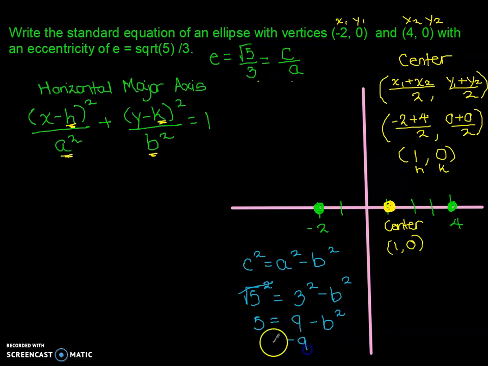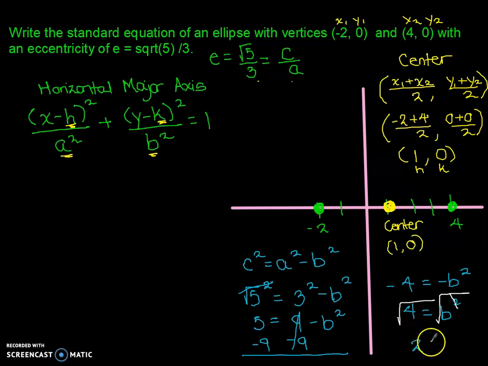So I'm going to subtract 9 on both sides. I'm also out of room, so I'm going to move up here. Negative 4 equals negative b squared. I'll divide everything by negative 1, giving me 4 equals b squared. And to get rid of this square, I square root it. That'll give me b equals 2. Again, b represents a length, so when I square root, I'm only using the positive value.